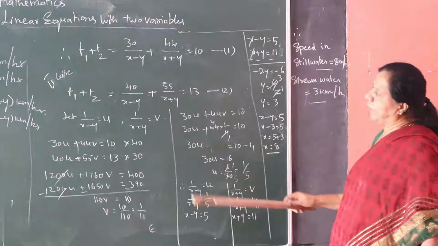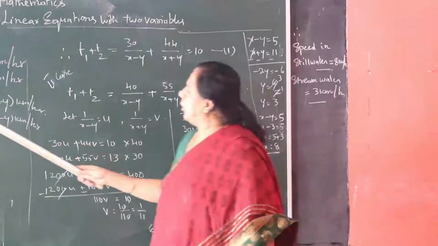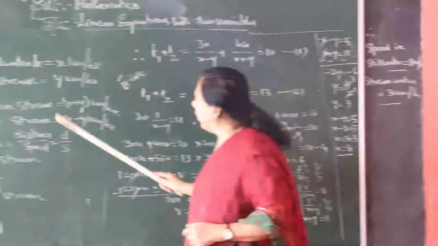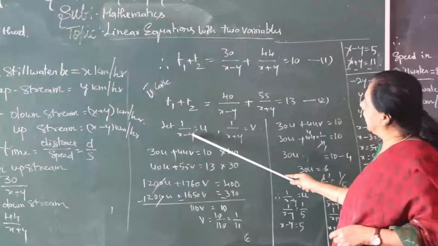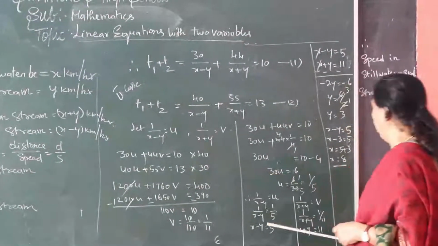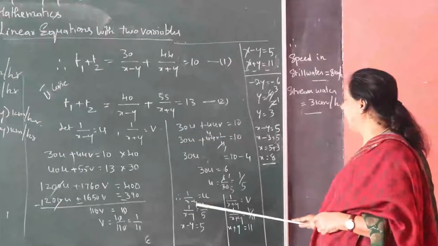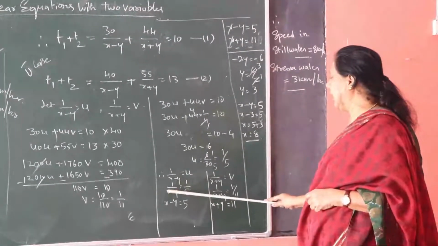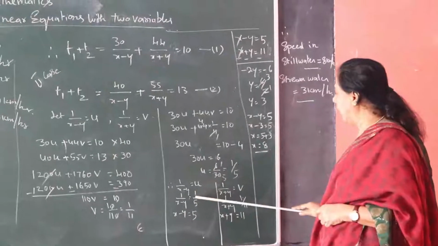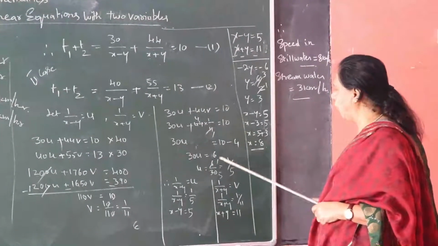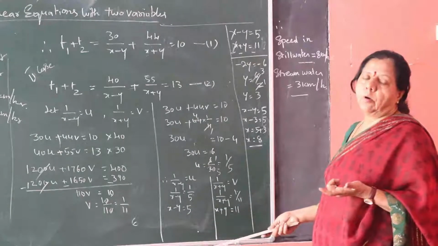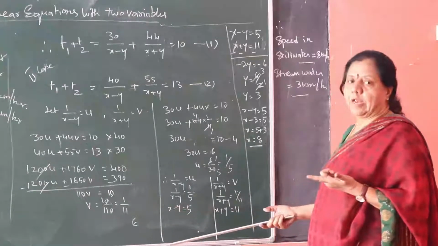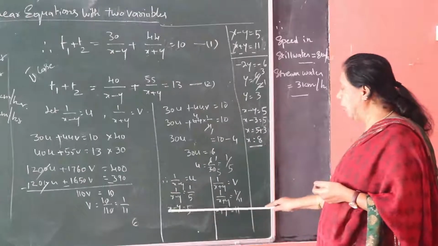So now go for x and y. What is here? Here you see 1 by x minus y is equal to u. 1 by x minus y is equal to 1 by 5, the u value. So x minus y is equal to 5. We don't know the x and y values separately yet. Now use this equation.